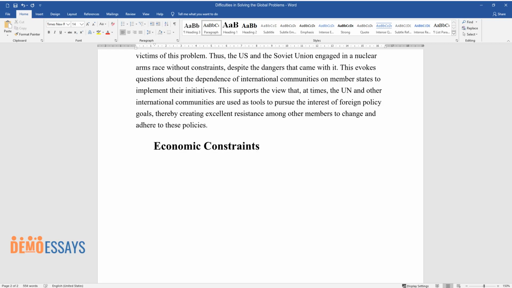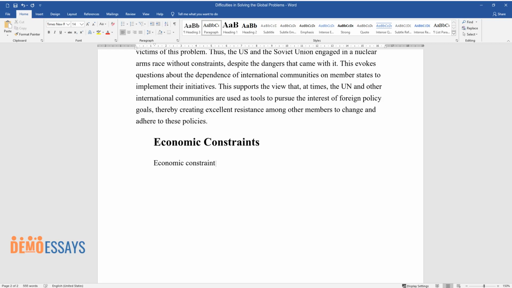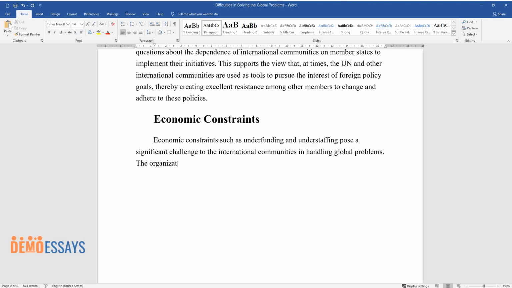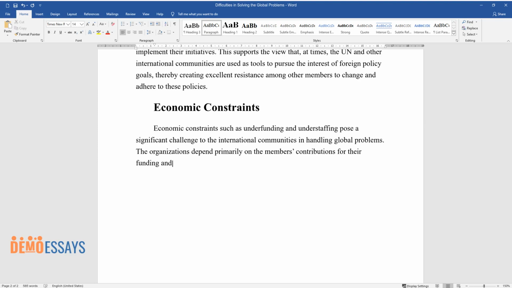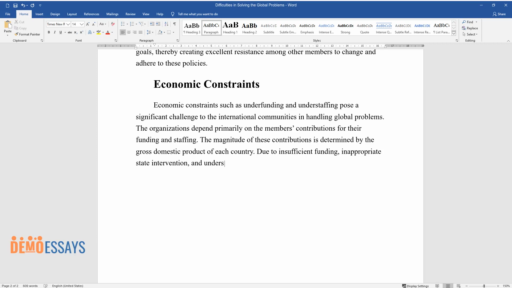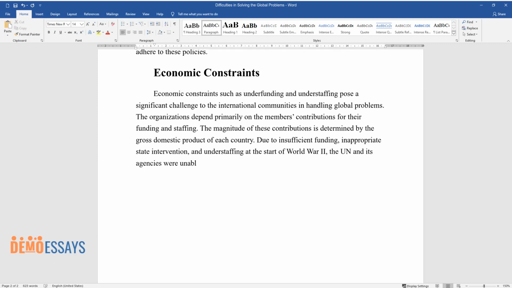Economic constraints. Economic constraints such as underfunding and understaffing pose a significant challenge to the international communities in handling global problems. The organizations depend primarily on the members' contributions for their funding and staffing. The magnitude of these contributions is determined by the gross domestic product of each country. Due to insufficient funding, inappropriate state intervention, and understaffing at the start of World War II, the UN and its agencies were unable to avoid the conflict.